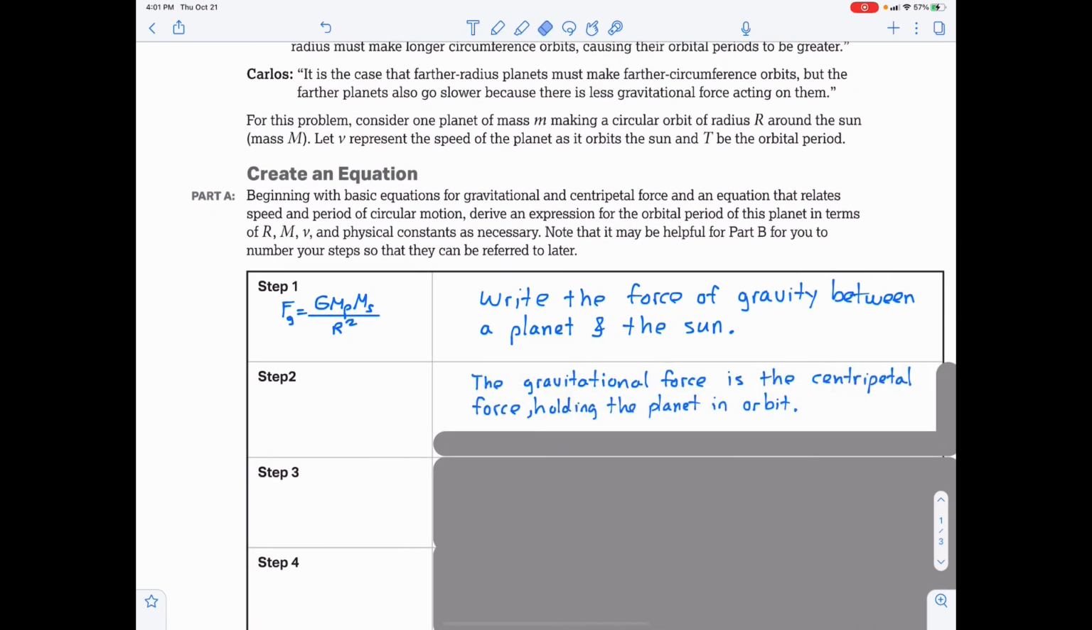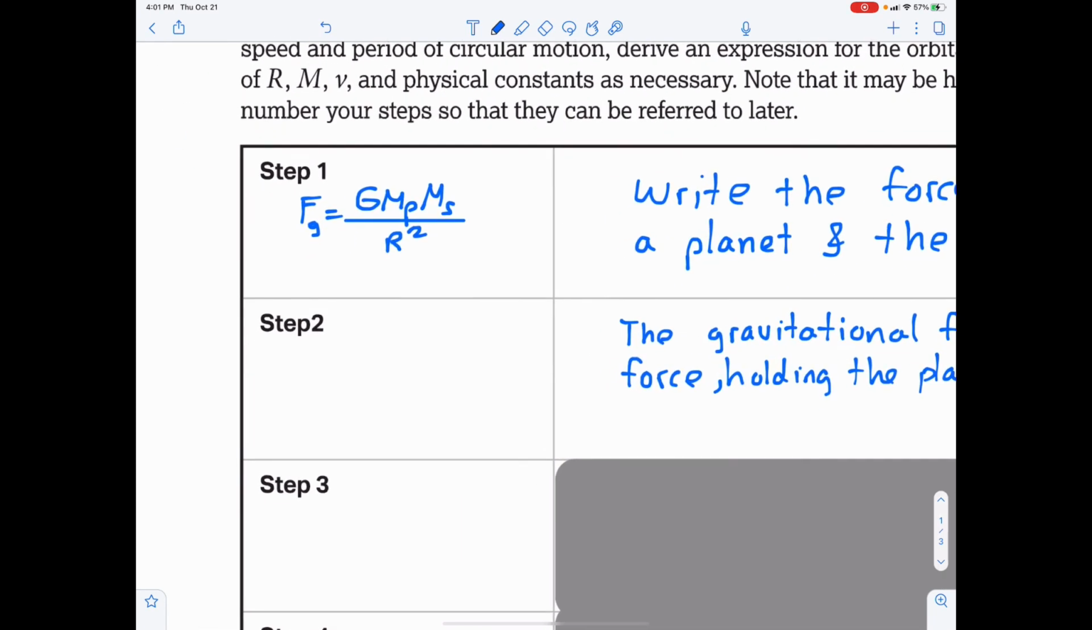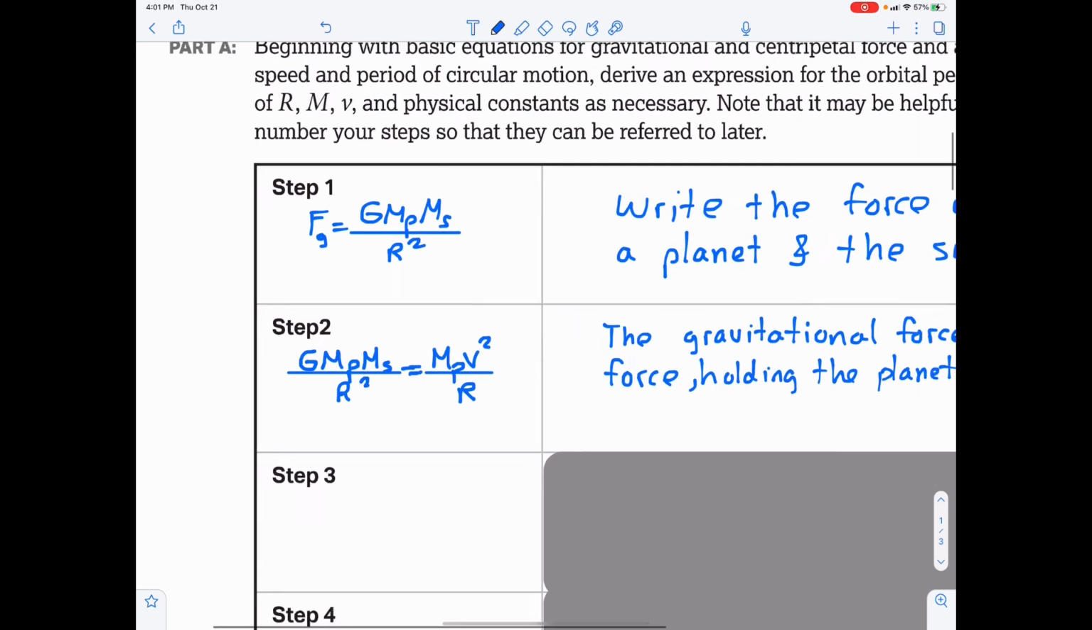Step 2. The gravitational force is the centripetal force holding the planet in orbit. G times the mass of the planet times the mass of the sun over r squared is equal to the centripetal force, which is the mass of the planet times v squared over r. Make sure you understand that that's a subscript.